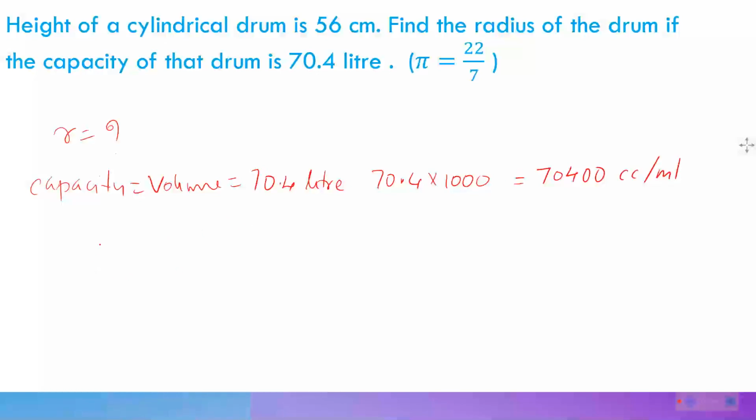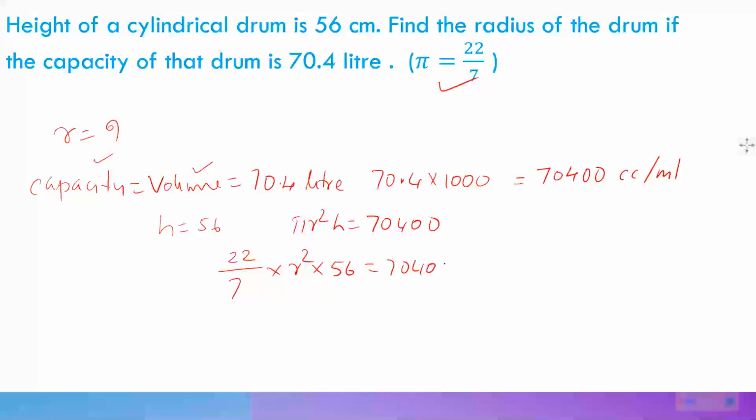Then volume is given, r is asked, but the height is given as 56. So that is what is given over here. So we will be saying that pi r square h is equal to 70400. In that, pi is not given as such, it is given as 22/7. Good, it is given over here. 22/7 into r square into 56 is equal to 70400.